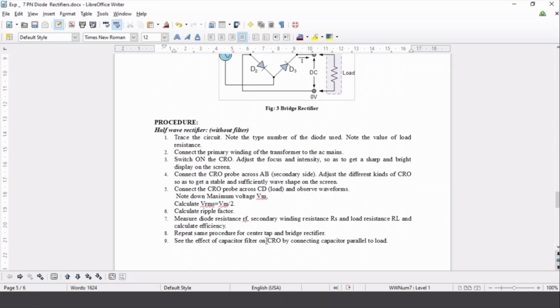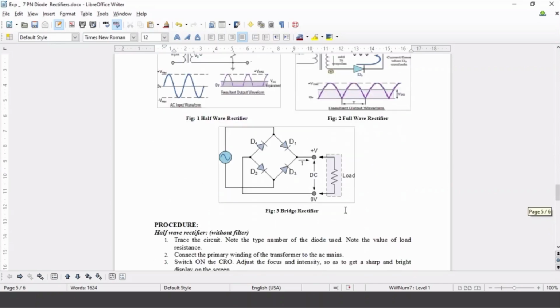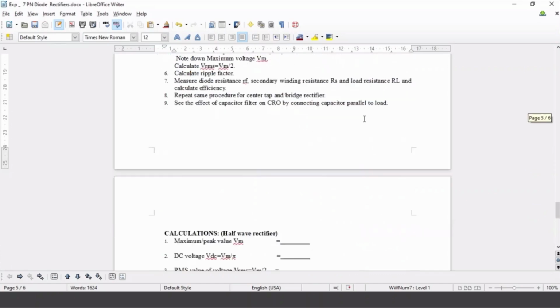Same process you have to repeat for the center tapped as well as bridge rectifier circuits. That means we need to connect it like this. For these particular circuits, we need to connect the CRO probes across load resistance, across the supply, and find out the RMS value as well as average value and other calculations for both bridge as well as center tapped case. So same thing is to be repeated for both other two cases.